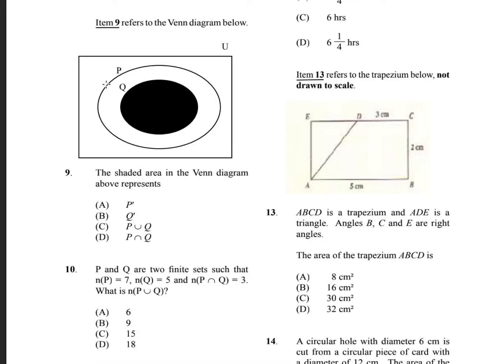Number 9. This says item 9 refers to the Venn diagram below, as seen here. The shaded area in the Venn diagram above represents what? Now this right here is a trick question. If you look at this, you can definitely tell that Q is inside of P. Therefore, the answer for this is not A, it is not B, it is not C. The answer is basically saying that P and Q are intersected. So your answer here is D.